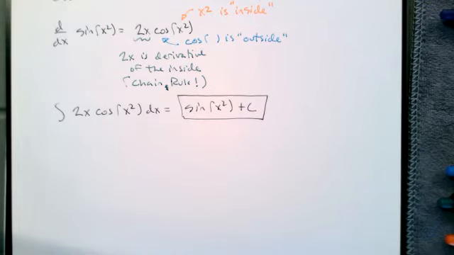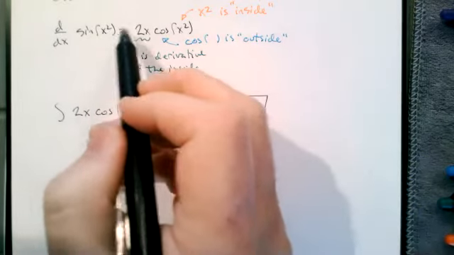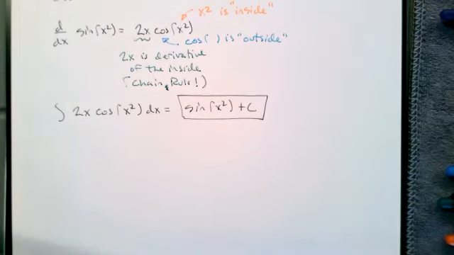Just like when we observe that 2 times 3 is equal to 6, that means also that 6 divided by 3 is equal to 2, and 6 divided by 2 is equal to 3. Those three equations are all connected. They all contain the same information. We can also see this plus c in action, because if I had sine of x squared plus any constant, when we took the derivative, that constant would be 0.